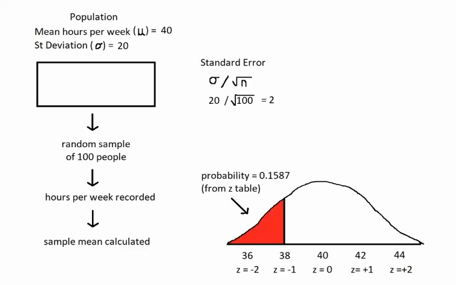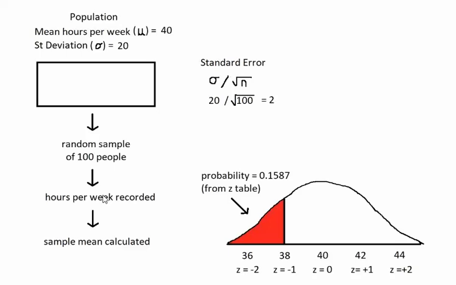In this video, I'm going to show you how to find the answer to a problem that we were looking at a couple of videos back. In that video, we were looking at a situation in which there was a population of incoming freshmen at a university. The population had a mean hours spent on a digital device per week of 40 and a population standard deviation of 20, and 100 people were being randomly selected from the population, and each of the 100 people was being asked, how many hours per week do you spend on a digital device?